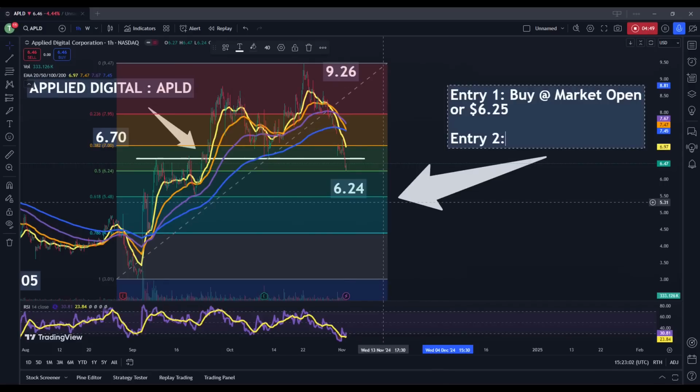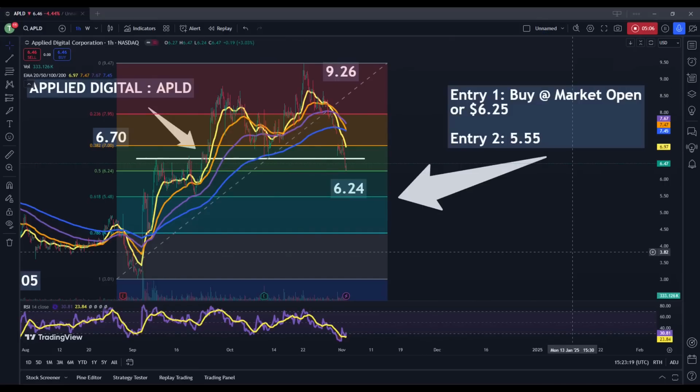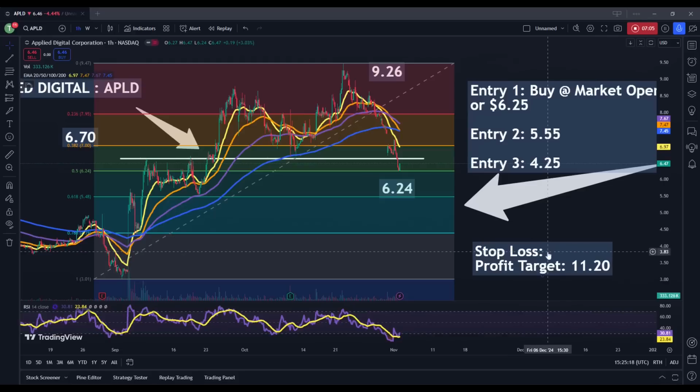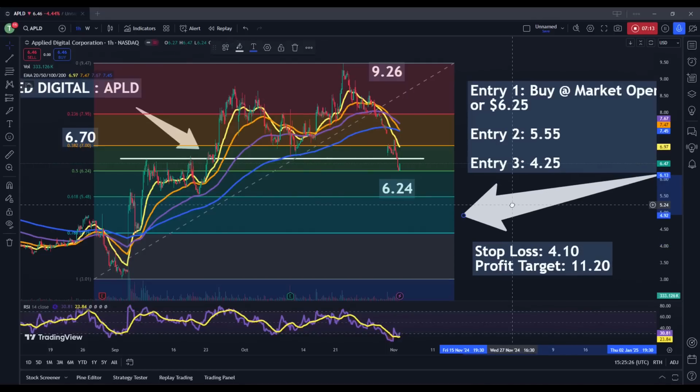For entry two, what we're going to be looking at here is the 550 level. It's a 61.8% Fibonacci retracement, as well as an old price low from September 19. So we're going to say enter in number two right around $5.55, on an approach of that 550 level. From there, I think that we would be looking at possibly a break below $5. Then from there, we're going to look at entry three, coming in right around $4.25. That would put us close to our stop loss level, which is going to be $4.10.